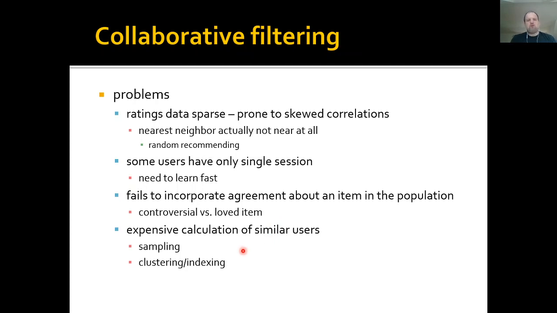Some partial problems could be the expensive calculation of similar users, because there are many of them. The matrices could be huge. We are used to having huge matrices. So this could be solved by sampling or clustering, indexing the data. So this is not much of a problem. There are more serious problems like this one.